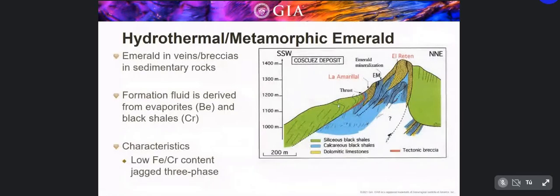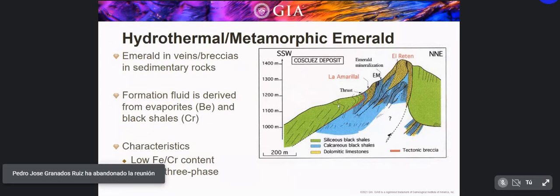And that's kind of shown schematically here in this diagram from Giuliani et al. 2019. It's showing how, especially in these cases, these hydrothermal metamorphic emeralds are formed oftentimes with fluids that are related to these thrust faults or these tectonic formations in these sedimentary packages that are facilitating fluid flow through these sedimentary packages and through these black shales, bringing chemical components from evaporite type formations in the deposits and bringing them into play with the black shales that are in these deposits as well.